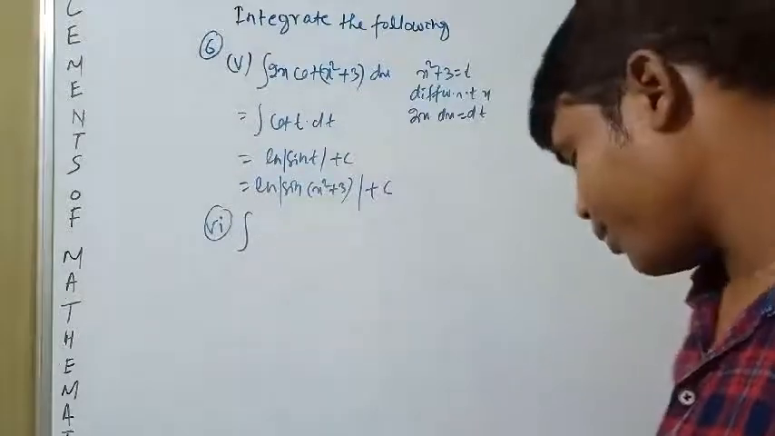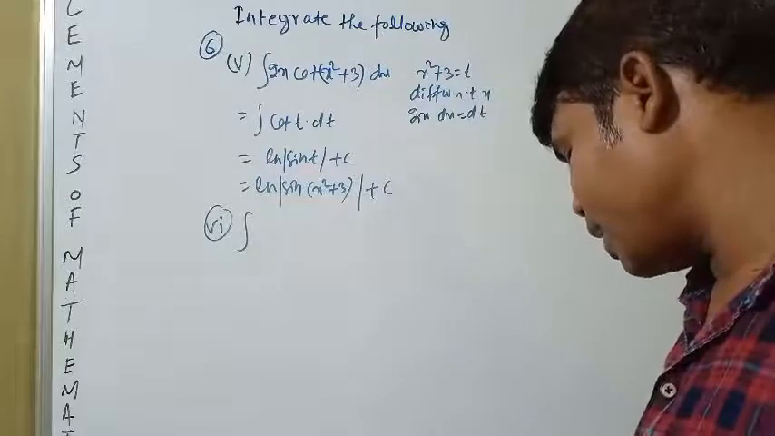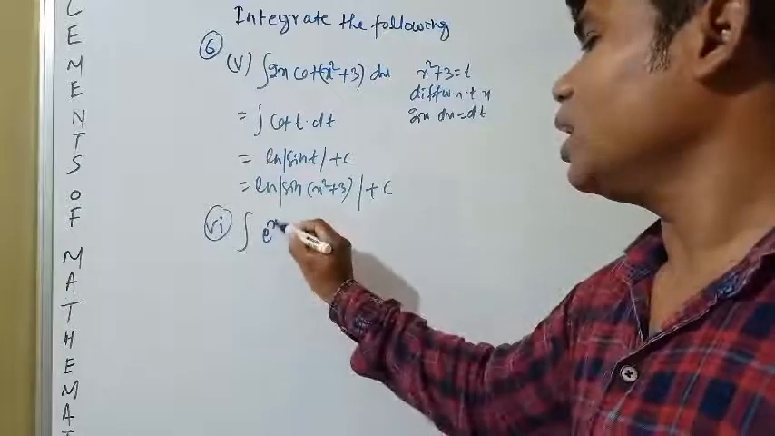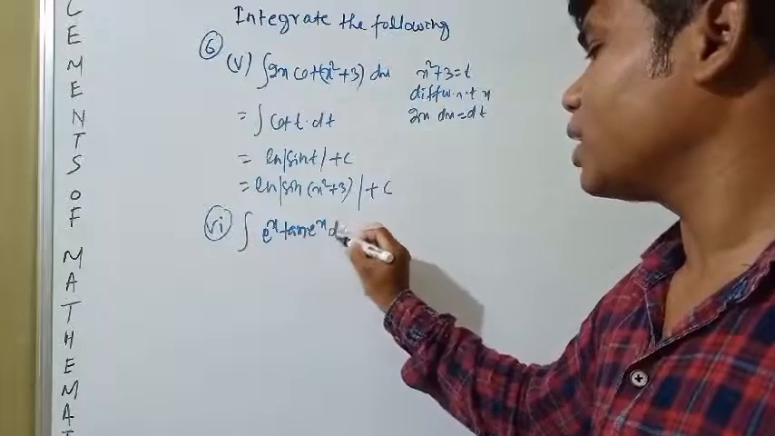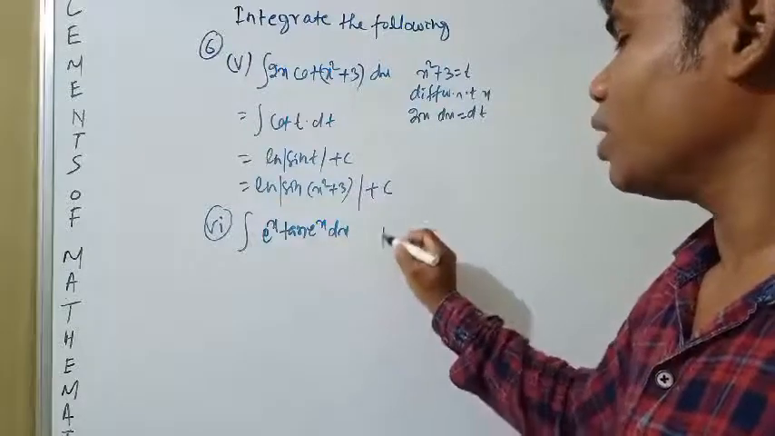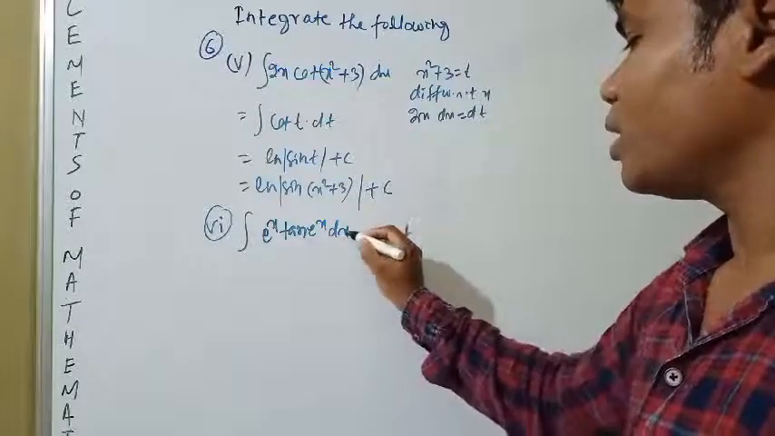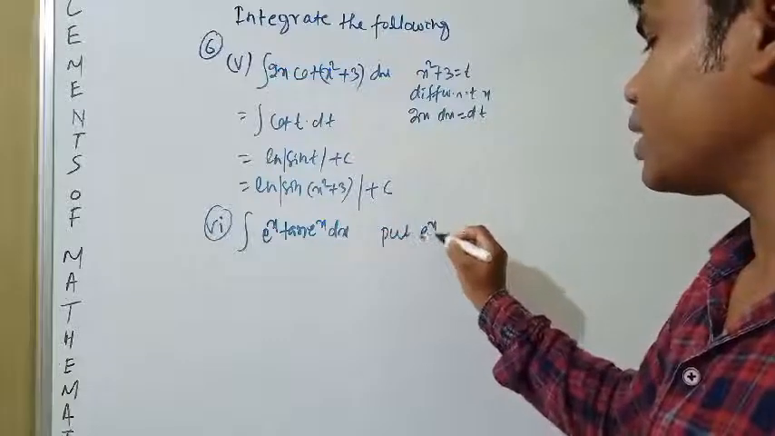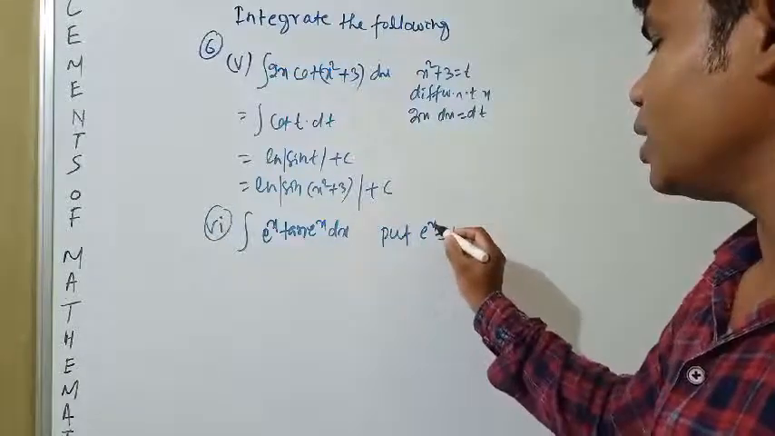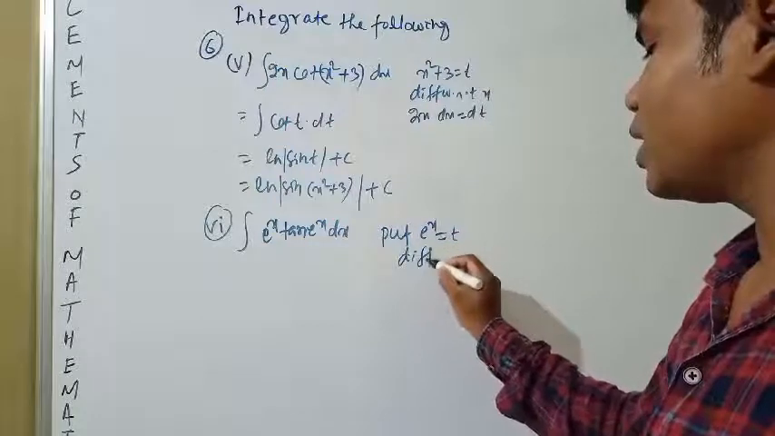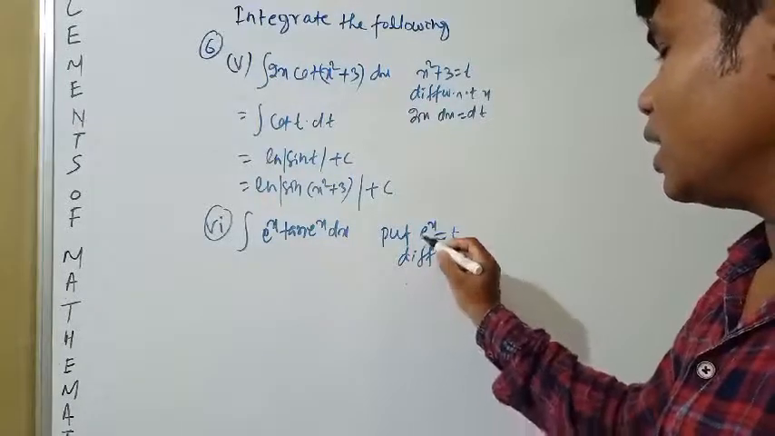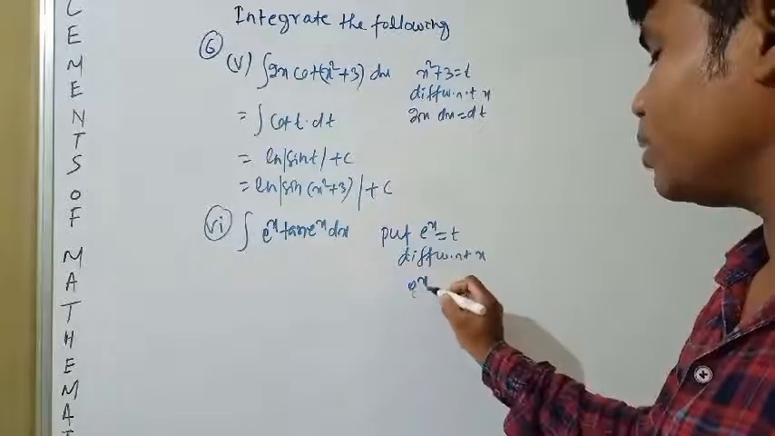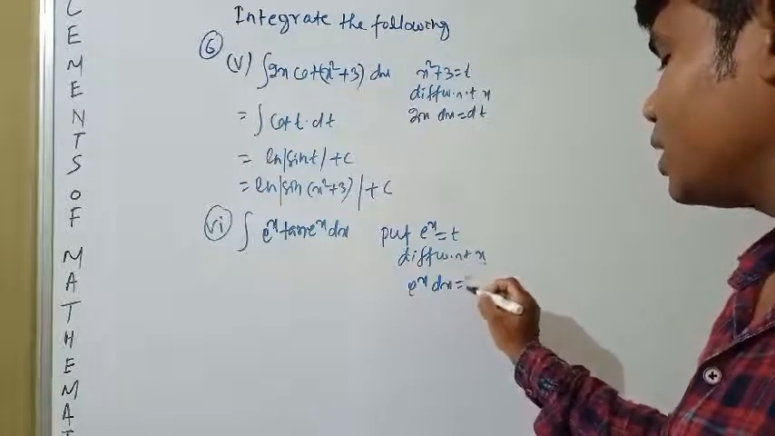Integration of e^x tan(e^x) dx. Now put e^x = t. Differentiate with respect to x: the derivative of e^x is e^x, so e^x dx = dt.